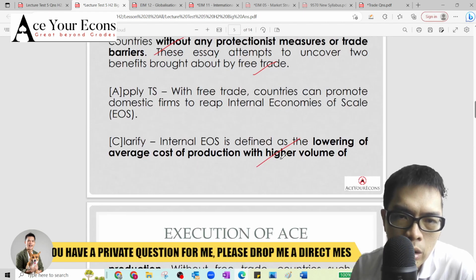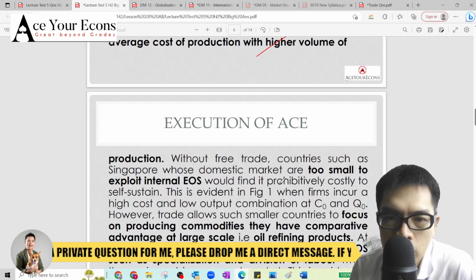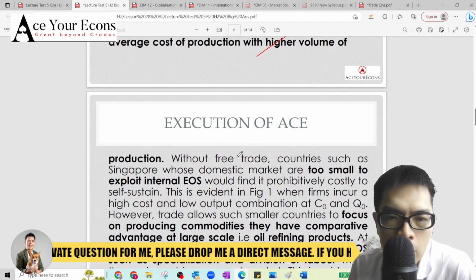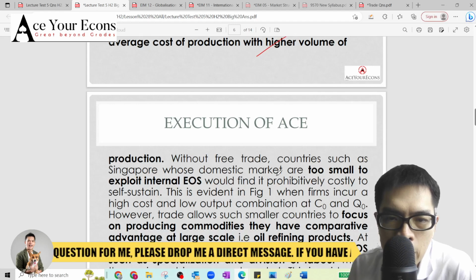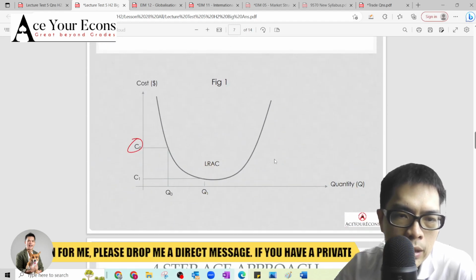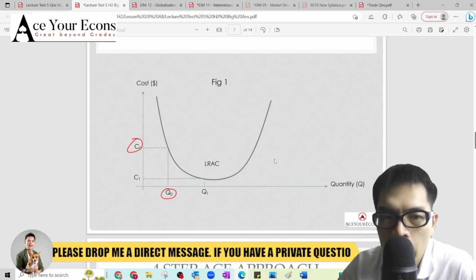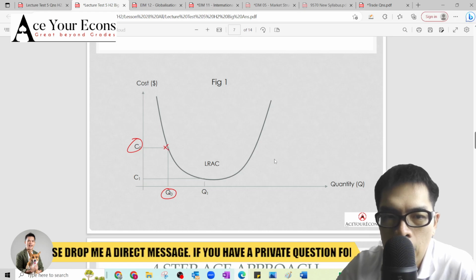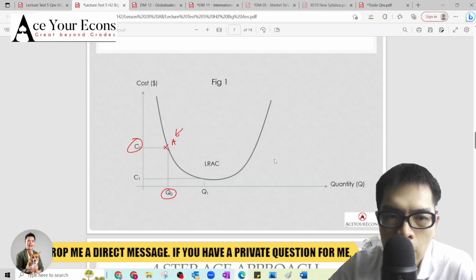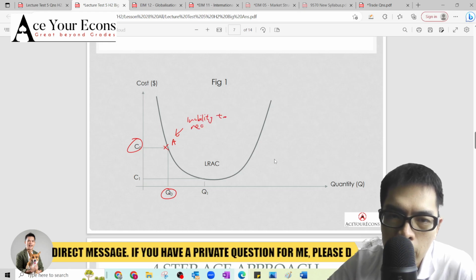Alright, so you're supposed to tie in free trade to economies of scale. So what does it mean? Number one, you want to illustrate that a particular country without free trade will be stuck at C0 and Q0. Alright, C0 and Q0 tells us that this is the, I put a point A here, inability to reap EOS.